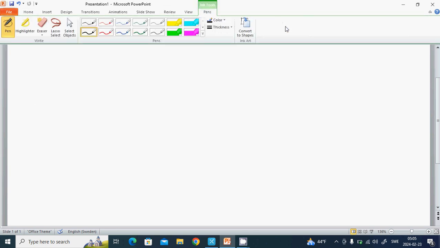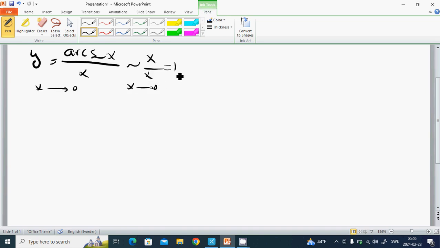Now we are going to have another example: y equals arcsin x divided by x, as x goes to 0. It corresponds to x divided by x, which is 1.